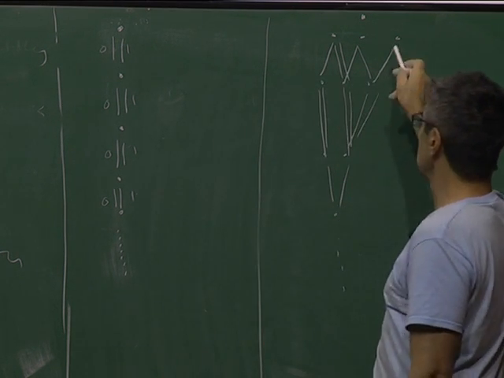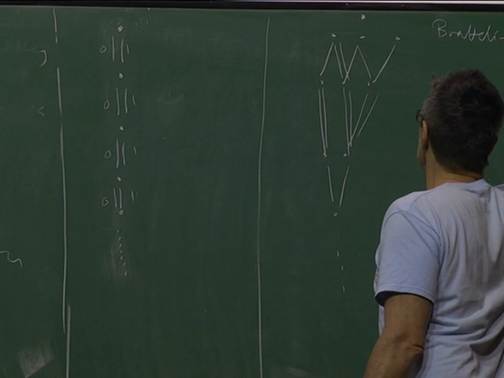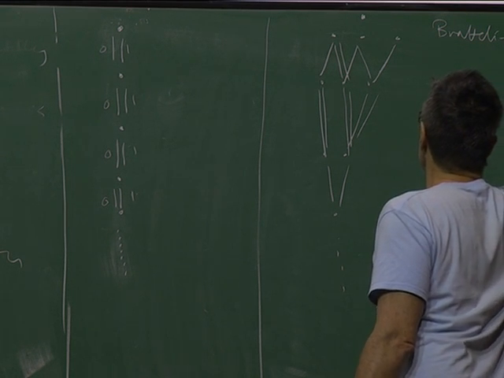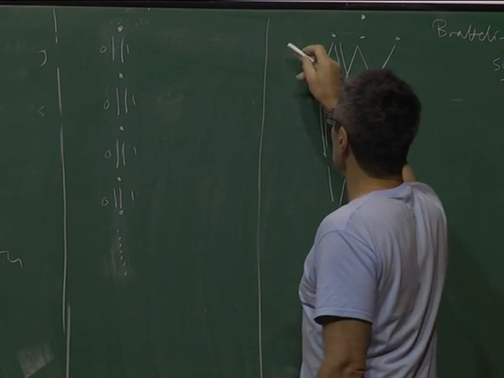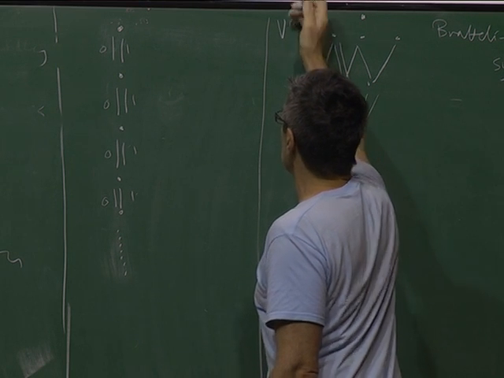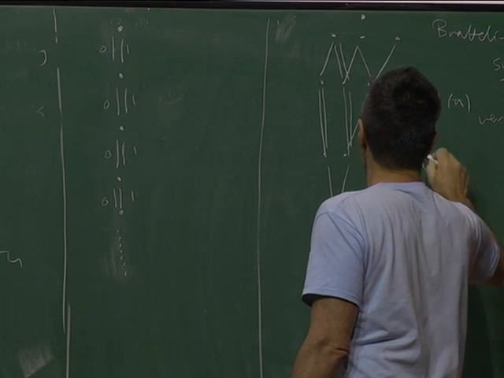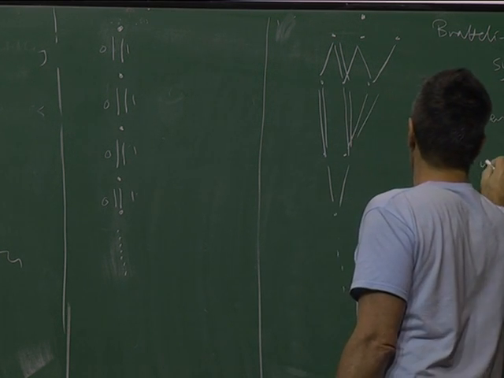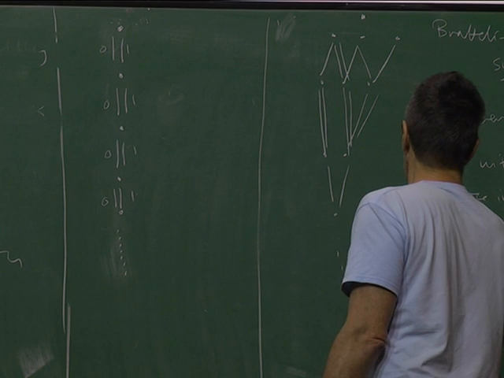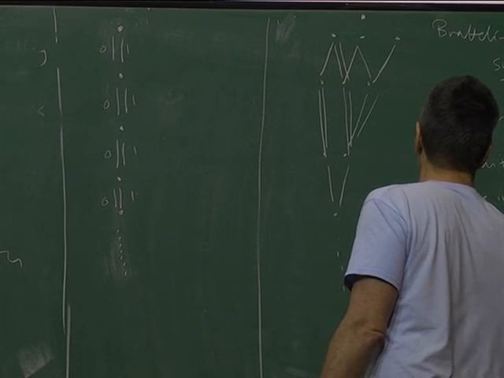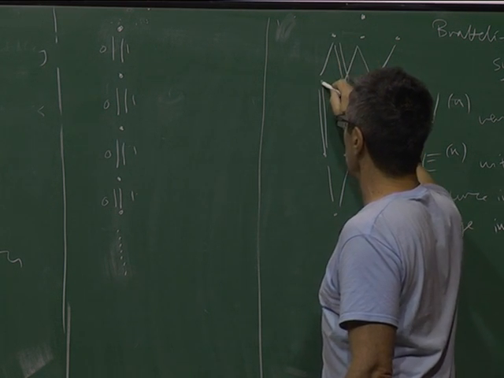So this is a Bratteli-Vershik system. What it has is vertices Vn, and it has edges En with source in Vn minus 1 and range in Vn. So these edges are called E1 edges, and they go from V0 up to V1.